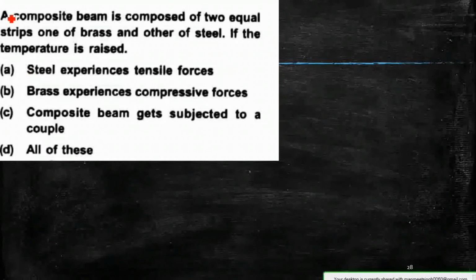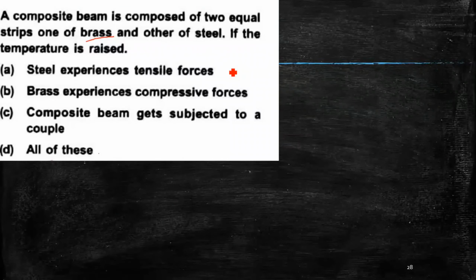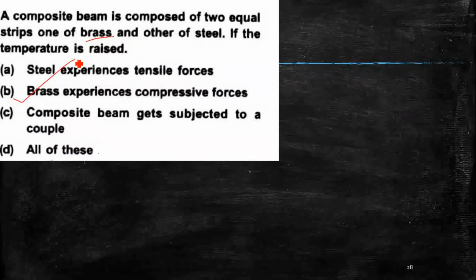Next question, we have a composite beam composed of two equal strips, one of brass and the other of steel. If the temperature is raised: option A, steel experiences tensile forces. Option B, brass experiences compressive forces. Option C, composite beam gets subjected to a couple. Option D, all of this. For this question, we need the idea of coefficient of thermal expansion. As we know, the coefficient of thermal expansion of brass is more than that of steel. So brass will expand more than steel, and brass will be under compression force. So option B is the correct answer.